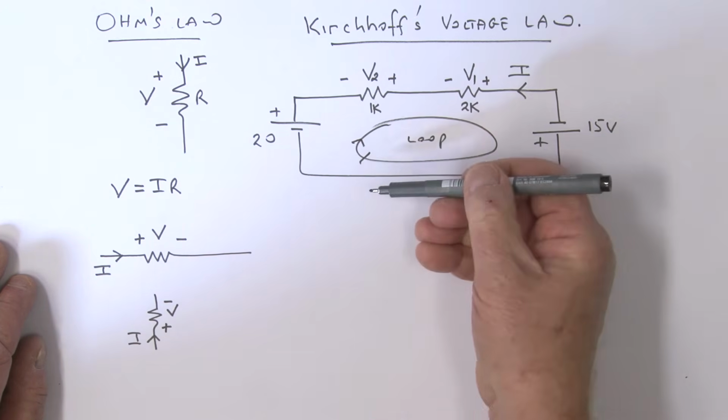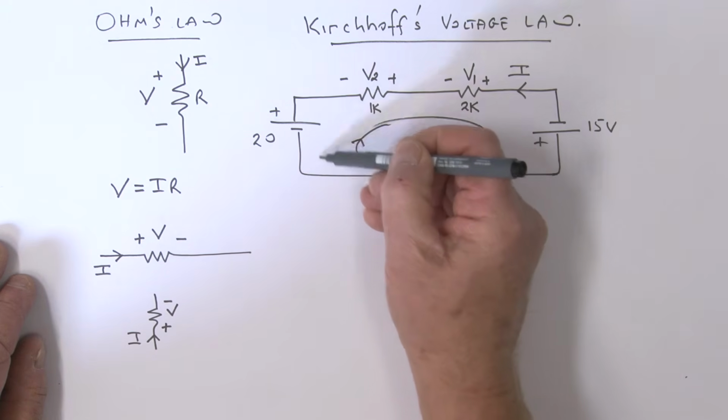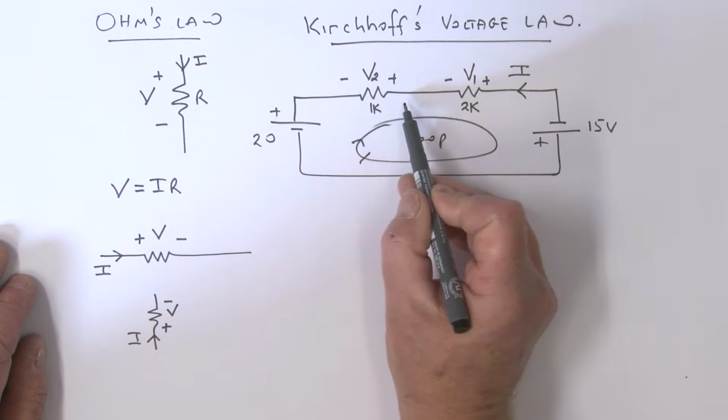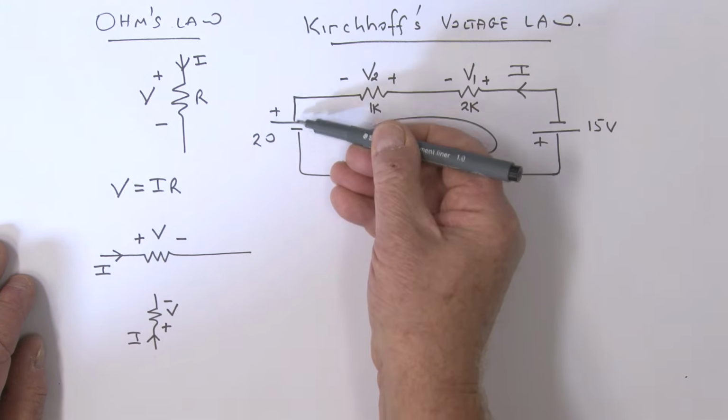Let's start here. Now, another little convention is that if I'm traveling around the loop and I go up in voltage, I'm going to call that guy positive. If I drop in voltage, I'm going to call it negative. Okay? So here we go. I'm going from a minus to a plus.